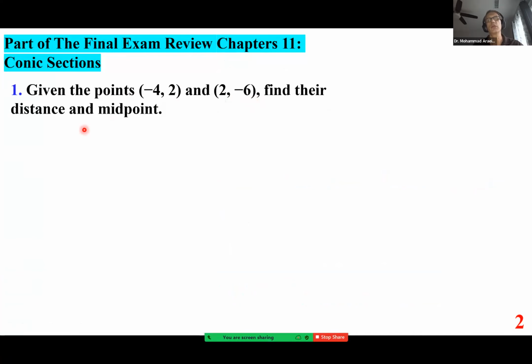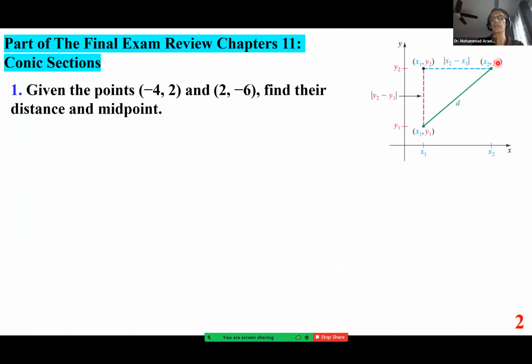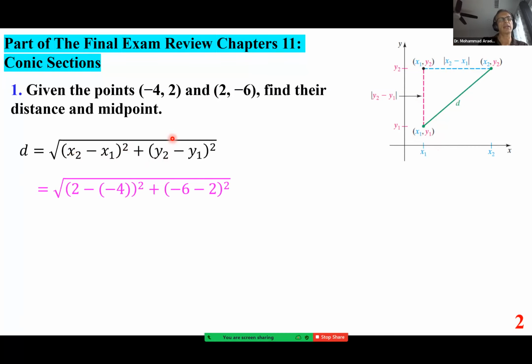So first, let me remind you of both formulas. When we want to calculate the distance, the Pythagorean theorem proves that distance is the square root of x sub 2 minus x sub 1 quantity squared plus y sub 2 minus y sub 1 quantity squared. The simple reason is that if you square this side and square this side, add them up, it's the same as squaring this side.